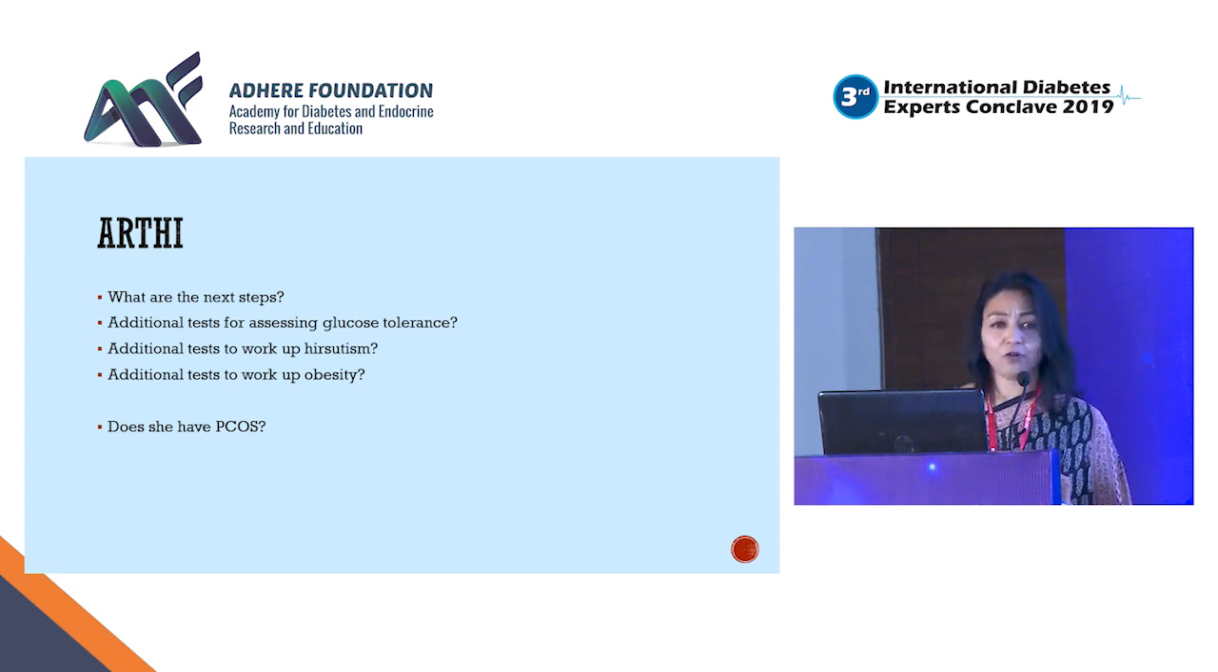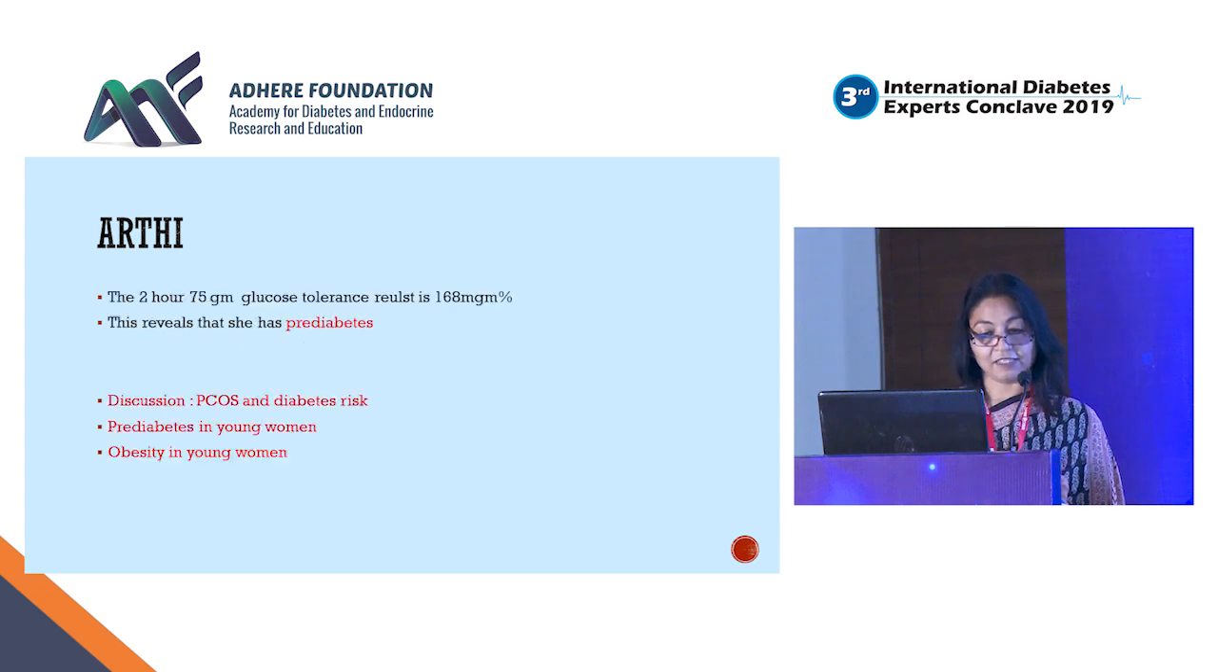Now, with all this presentation, what has come to our mind and what would we like to do next? So there are a lot of questions that come to our mind. The first question is, can we at this stage say that she has PCOS? And if not, then what are the next steps? One obvious step in this audience, because we are dealing with diabetes, is what would you like to do for glucose tolerance? In this girl, Aarti, a 2-hour 75-gram glucose tolerance test was done. It was 168, and it showed us that she had prediabetes.